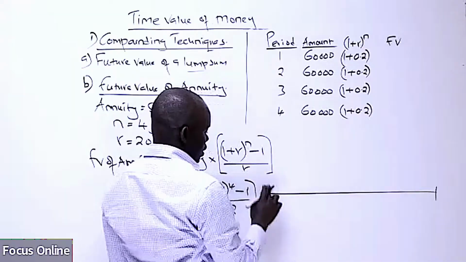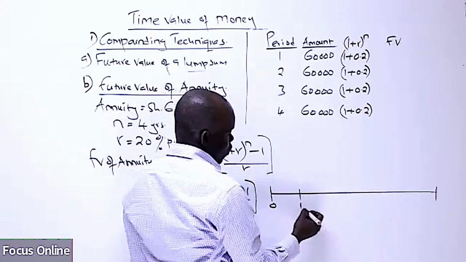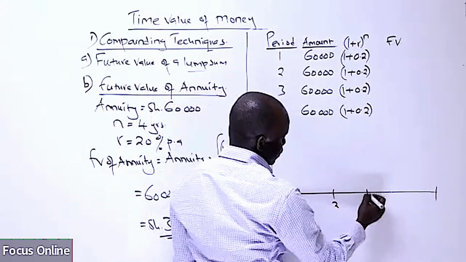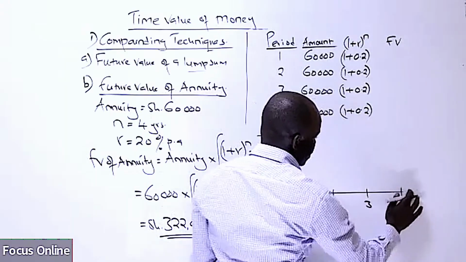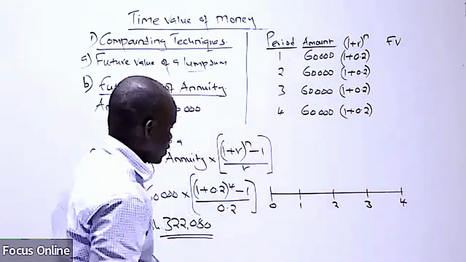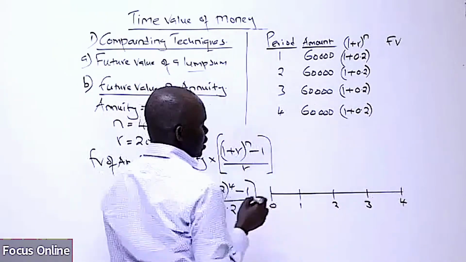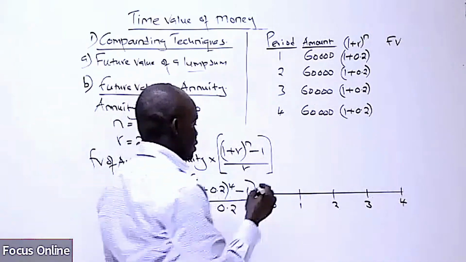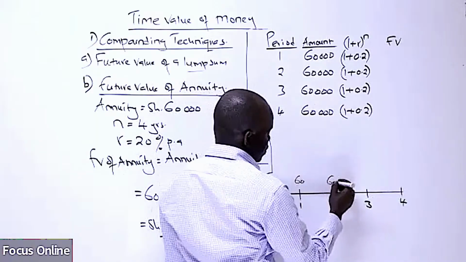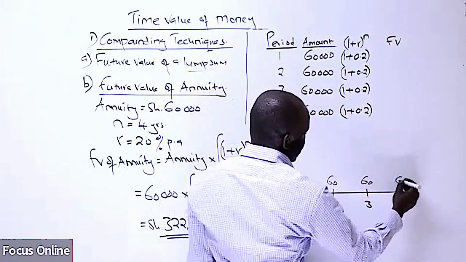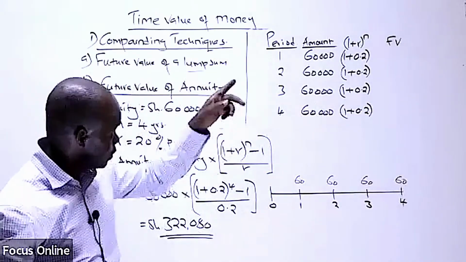We always start at 0. 0 means now, then 1, 2, 3, 4. We're talking about 4 years. Here we are investing at the end, so at the end of each year, 60, 60, 60, 60. I want us to put n.